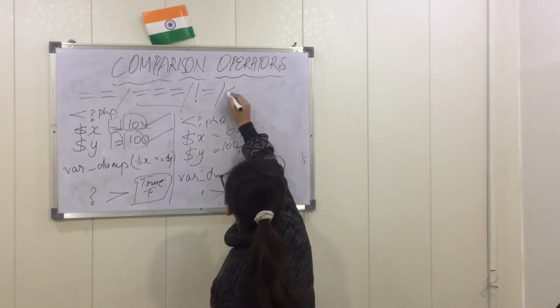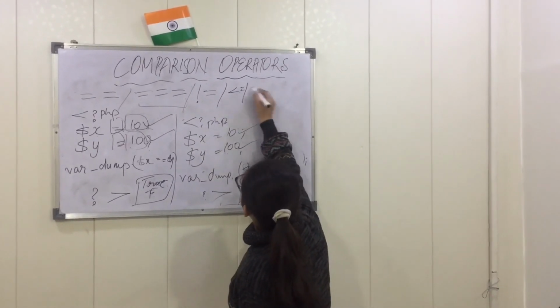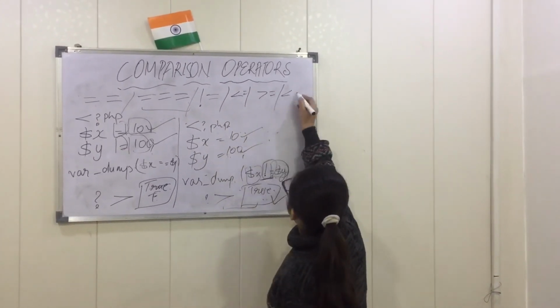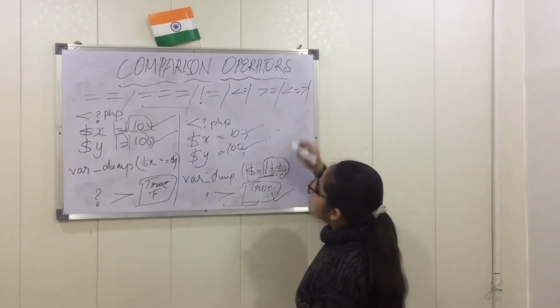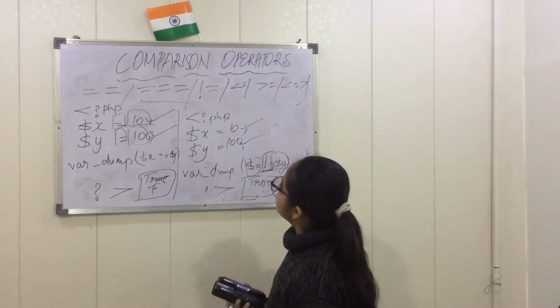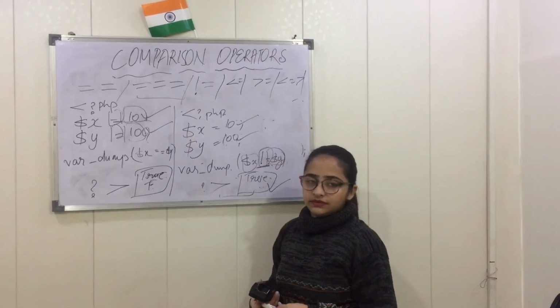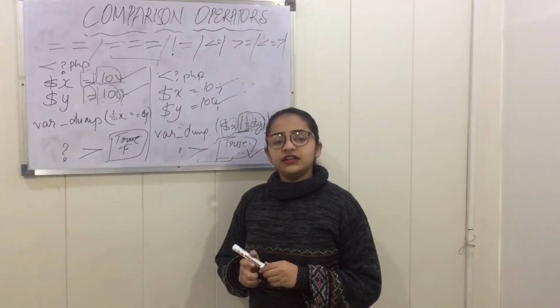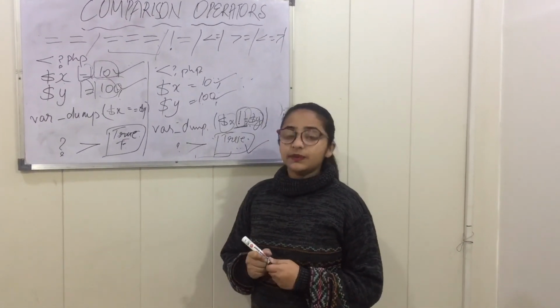Next can be greater than, greater than or equal to, less than or equal to, and many others that are used as comparison operators. So in this way we can use comparison operators in the PHP programming language.